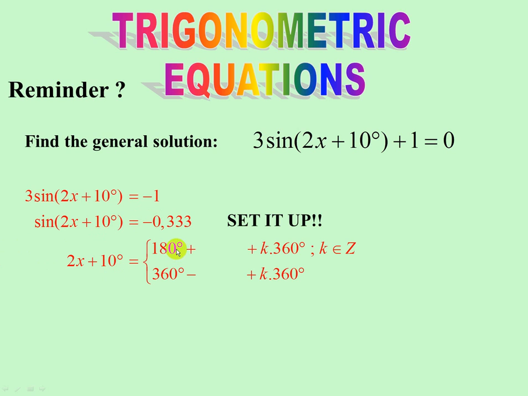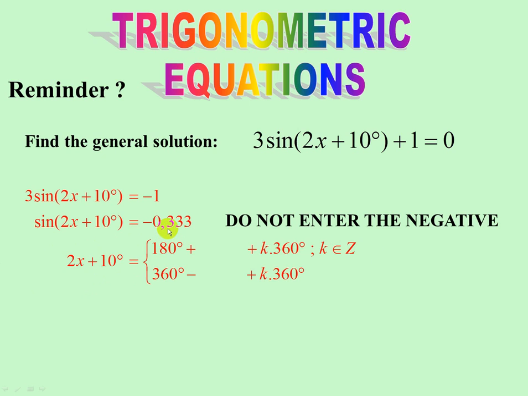So, there we are. 2x plus 10 equals 180 plus the key angle for the third quadrant, 360 minus the key angle for the fourth quadrant, plus k360 for the general solution, and just mention that k is an element of Z, only once. Now we're going to find the key angle. Remember, do not enter the negative.